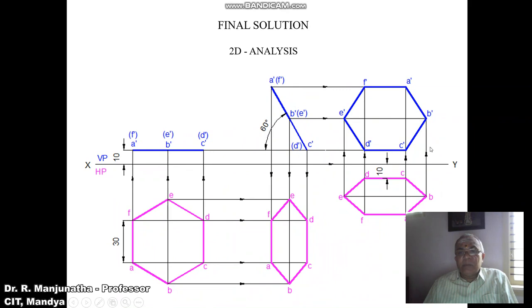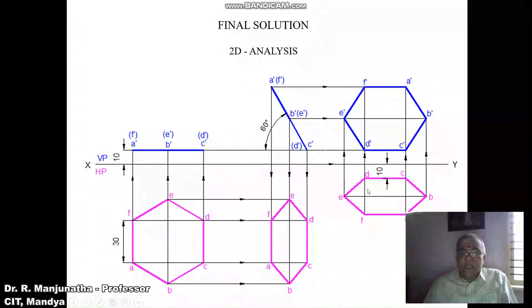As we have taken 10 mm above HP already, now in the second position we can see that the C dash D dash, which is parallel to HP, is now perpendicular to VP. So you have to make this CD also parallel to VP, and it is also in front of VP by 10 mm. To do that, first you measure 10 mm below the XY line, and then draw a horizontal line. You measure the length from C to D by using the compass and transfer it on this line, which is 10 mm in front of VP, and you mark this point as C and D, which is rotated in counterclockwise direction.